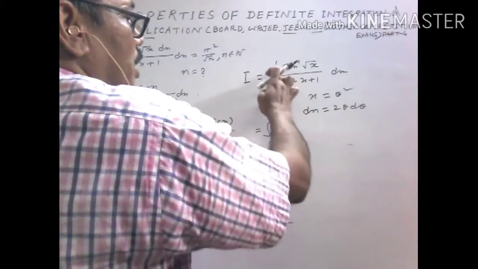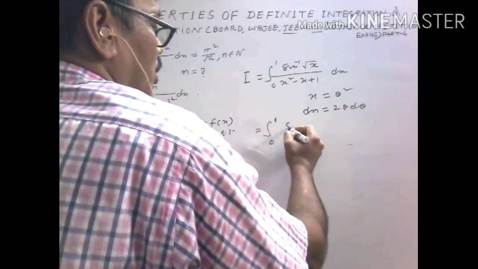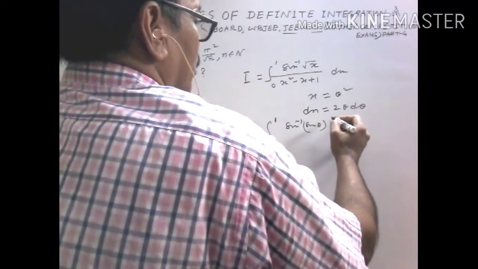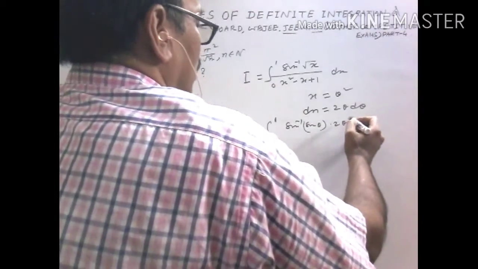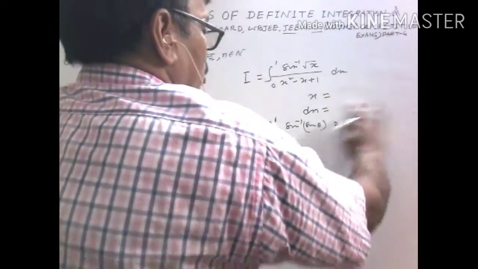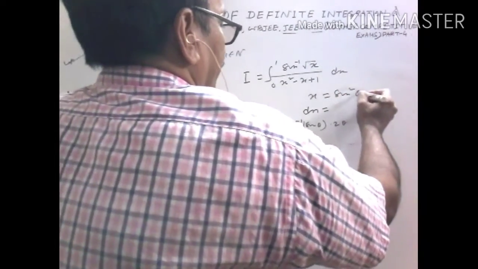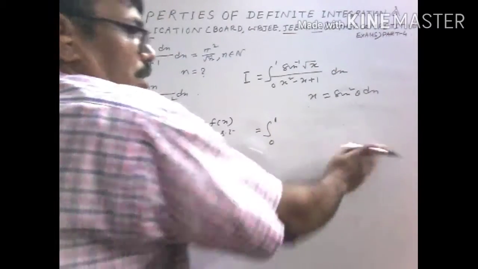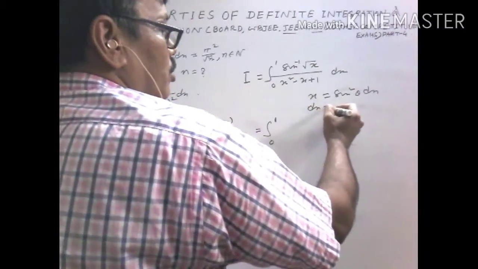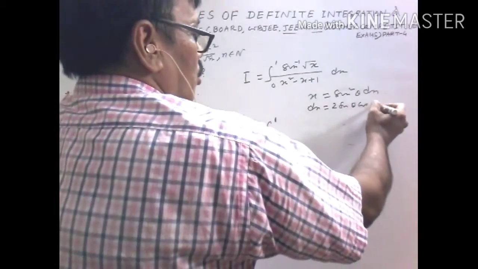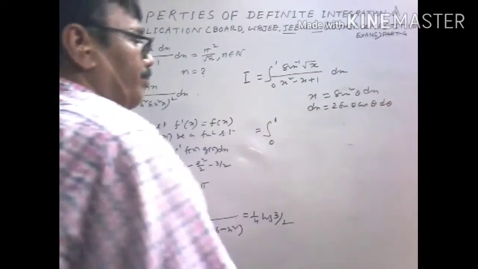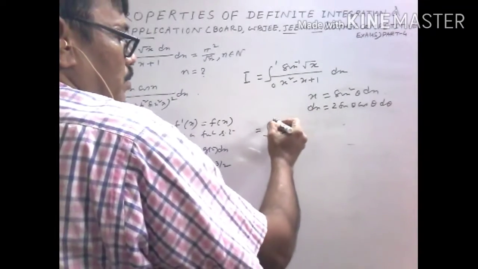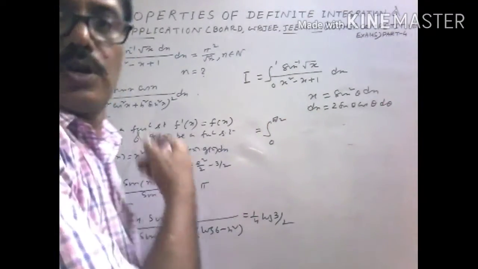So what is the change of limit? 0, 0. If x equals to 1, theta also 1. Sorry, x equals to sin square theta. So sin inverse sin theta is theta. So dx equals to 2 sin theta cos theta d theta. So change of limit 0, 0, then 1, this is pi by 2.